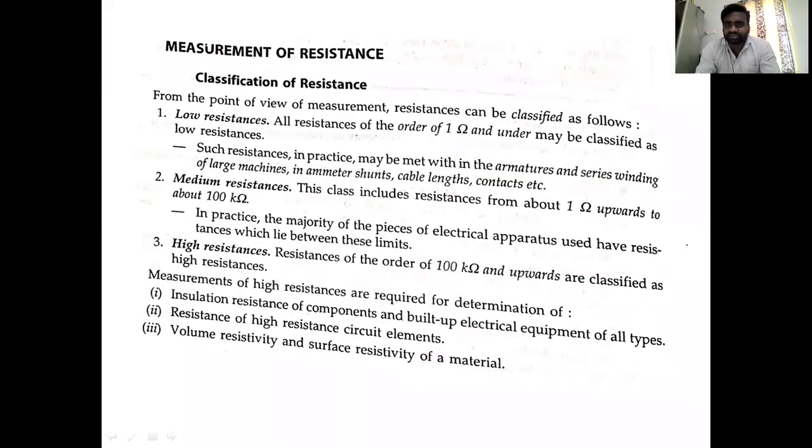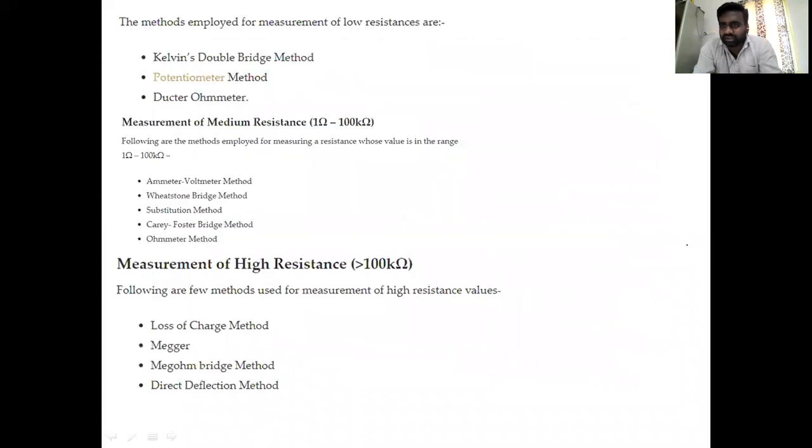In the earlier class we discussed the measurement of resistance, that is, what is meant by resistance. We are all very familiar that resistance is nothing but a property which opposes the flow of current. Three types of resistance can be observed: one is low resistance, the second is medium resistance, and the third is high resistance.